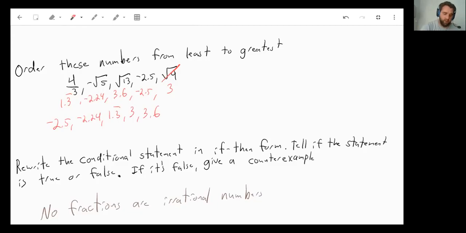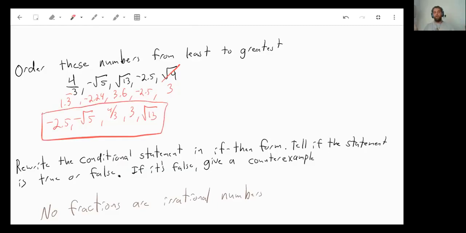We're not quite done yet because we do have to rewrite this off of what the numbers originally were. So that negative 2.24 would be the negative square root of 5. Your 1/3, or sorry, 1.3 repeating is going to be 4/3. And then your 3.6 is going to be the square root of 13. And now we have our numbers in their final order. So we've got our answer.